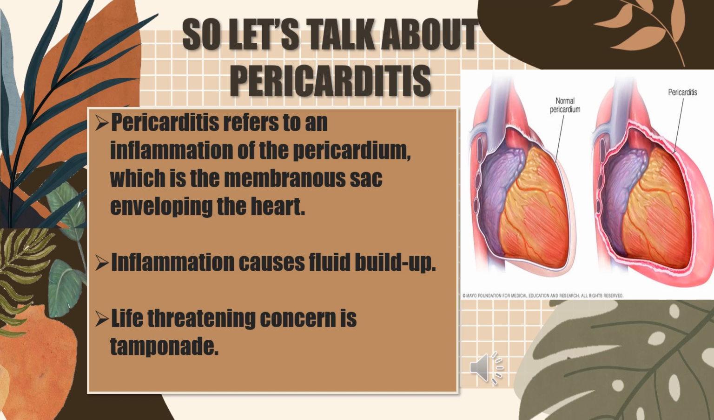First, pericarditis refers to an inflammation of the pericardium, which is the membranous sac enveloping the heart. The pericardium is the outermost layer of the heart, which is responsible for the protection of the heart. Next, inflammation causes fluid buildup. What happens when we have pericarditis is that there will be inflammation in the pericardial space and fluid will start to build up. The last one, a life-threatening concern, is tamponade.